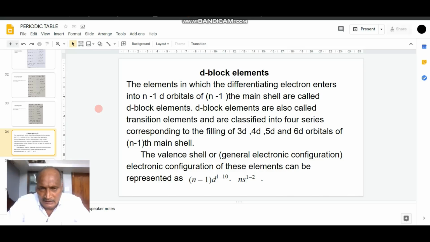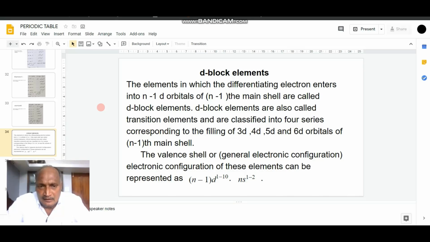What are d block elements? The d block elements are those elements in which the valency electron, that is the differentiating electron, enters into the n-1 d orbital of the n-1th main shell.